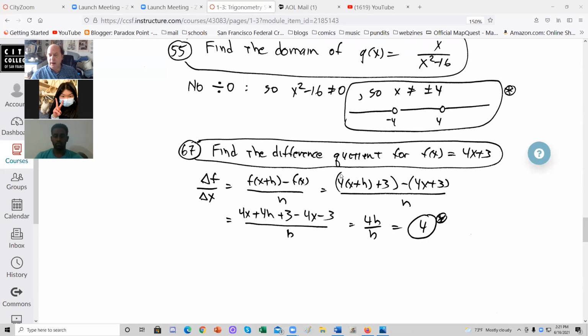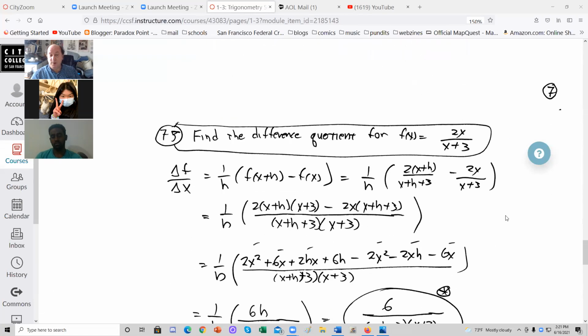Okay, expand. You distribute the 4 over these. You distribute the negative over these. 4x plus 4h plus 3 minus 4x minus 3, all over h. A lot of terms cancel: 4x and minus 4x, 3 and minus 3. We're left with 4h over h. And then, assuming h is not 0, the h's cancel and we leave 4. If h were 0, then you get 0 divided by 0, which is an indefinite quantity, which can equal anything. And we want more specificity than that, so we say 4.